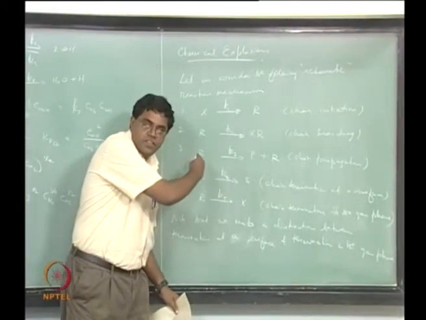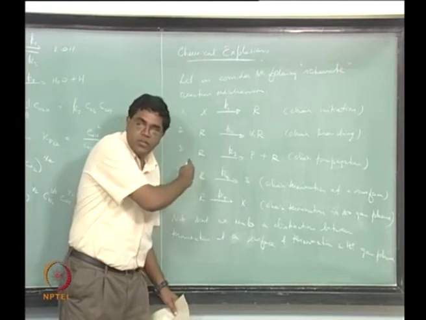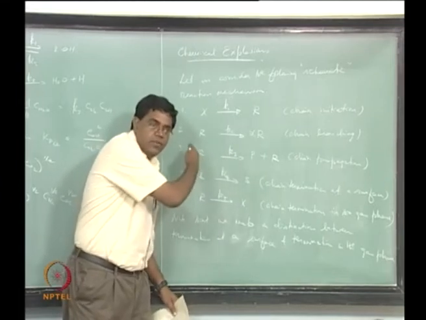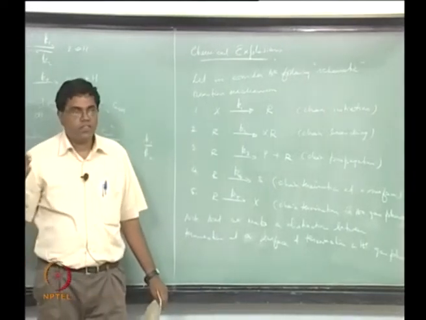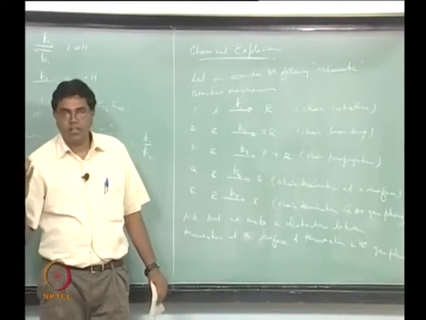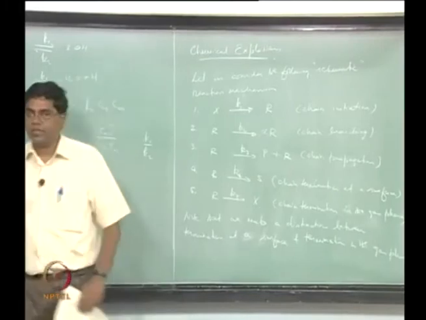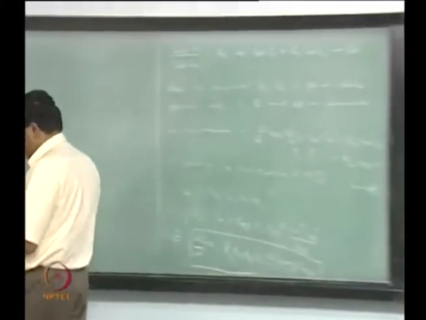Since they are hidden, we can't write rate equations exactly depending upon their concentrations. So we are going to write equations that are functionally correct but not accurate. That's what we will end up doing.